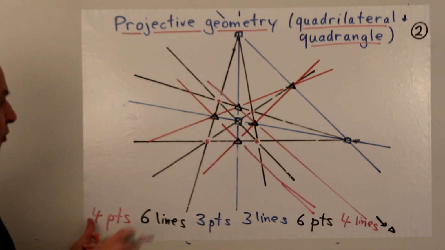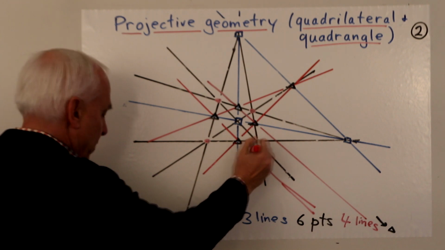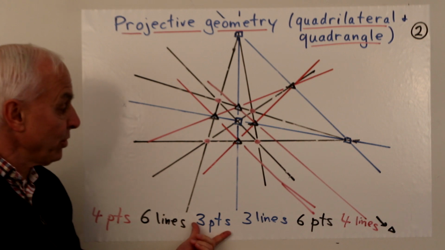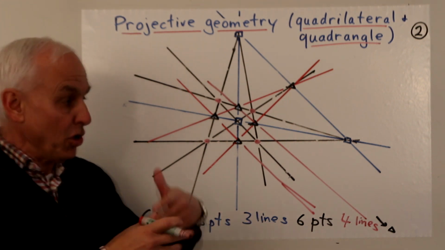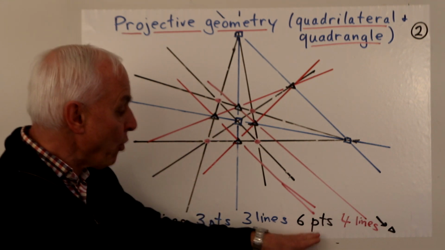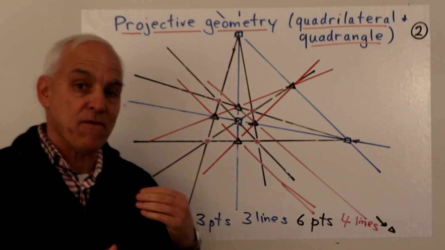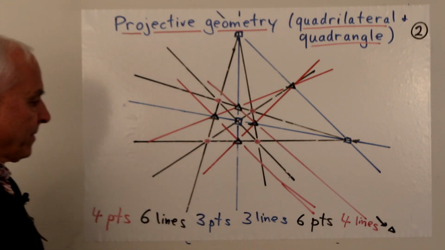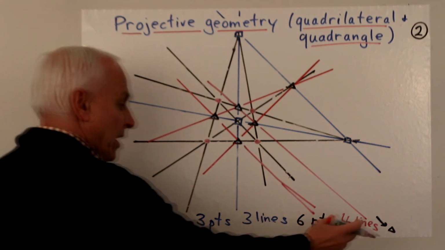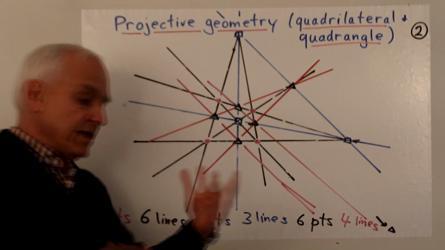Okay, we started off with 4 points, the original 4 red ones right here. And then we got 6 lines in black, creating 3 diagonal points in blue, creating 3 diagonal lines in black. Then 6 more points in black, and those points happily ended up lying on 4 lines. And now there's a complete, nice, beautiful symmetry here between the points and the lines. So this 4, this 4, this 6, and this 6, this 3, and this 3, nice symmetry.